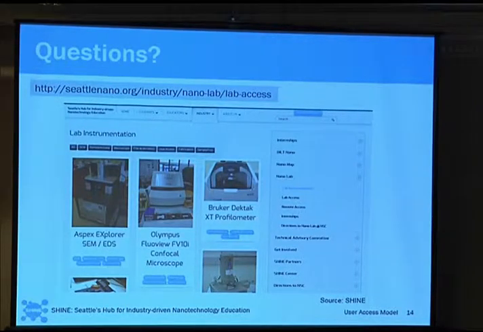And then this is just our webpage that shows the instruments that we have on there. You can access seattlenano.org and get more information as well as all the documents that we gave to you and what we can offer. Aside from that, do you guys have any questions?